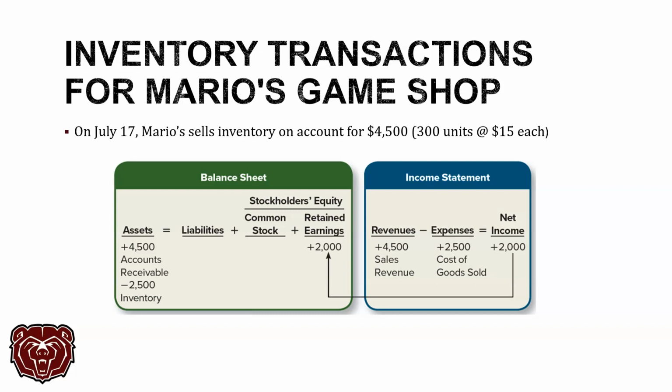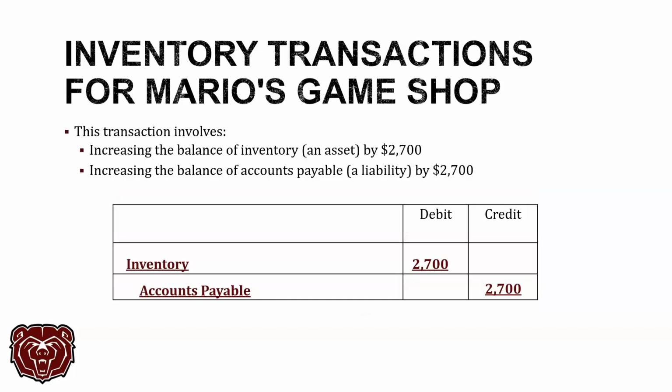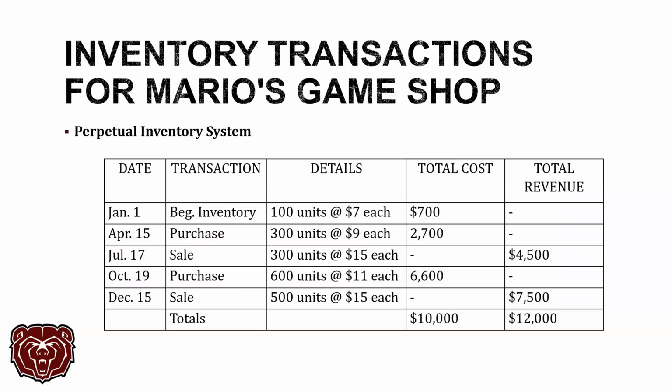So on July 17th, they're going to sell some inventory for $4,500. That was 300 units at $15 a piece, right? It's easy to find our cost of goods sold here, right? We know that 300 of those units cost us $2,500, right? We can go back and look.